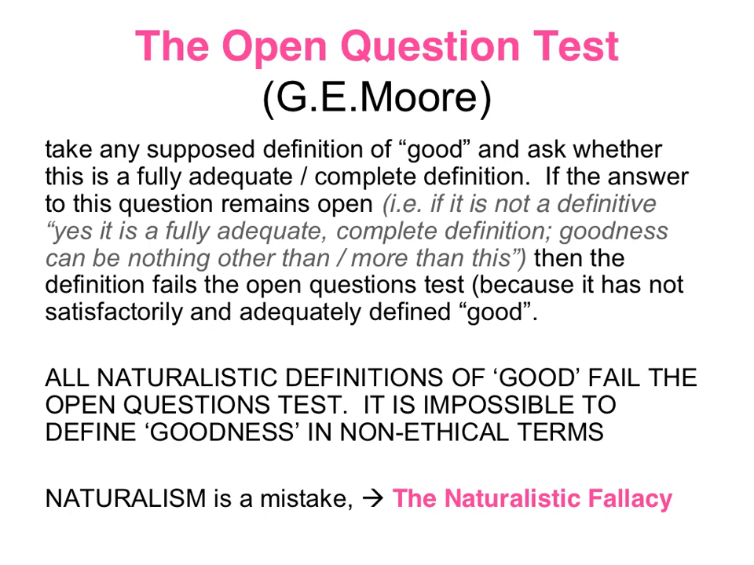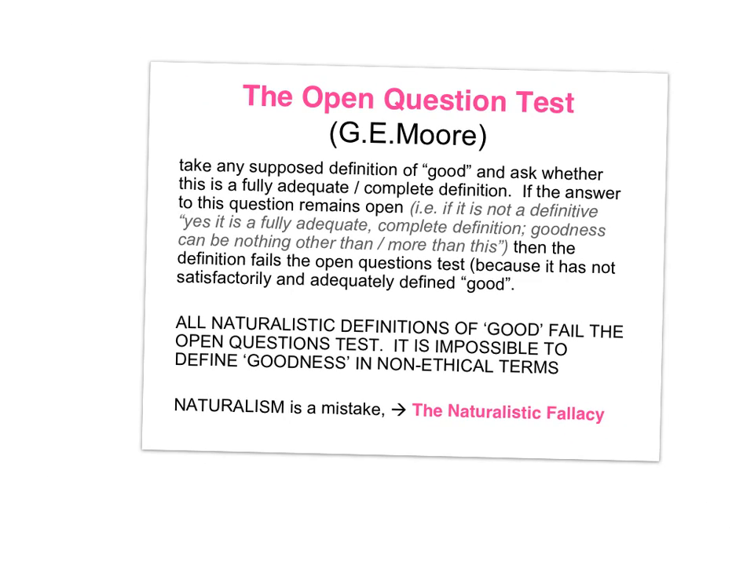G. E. Moore would have argued that naturalism must be a mistake. To try to provide a definition for goodness by referring to something that we ought to seek in the world as a natural property is a mistake. And he used the open question test to show why it is a mistake.